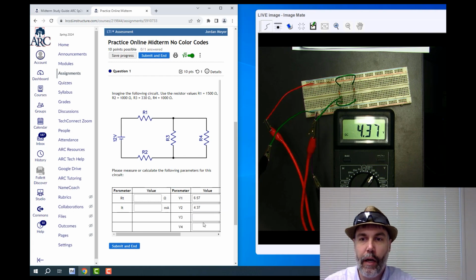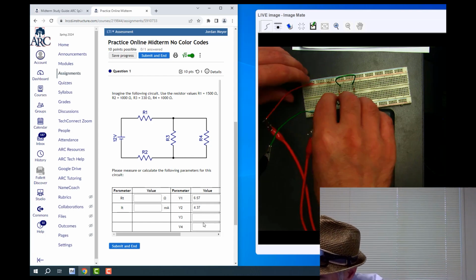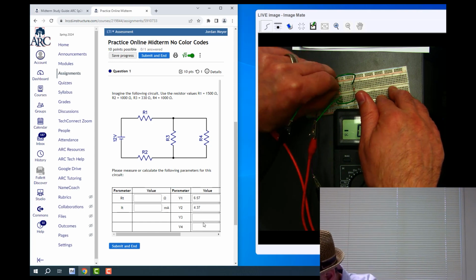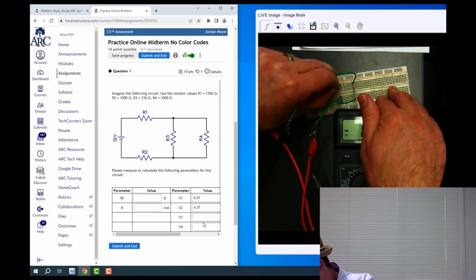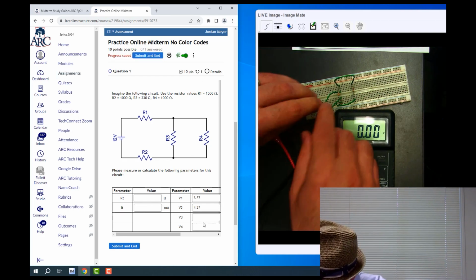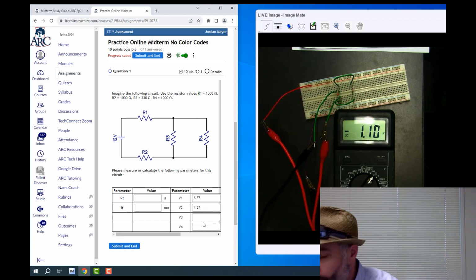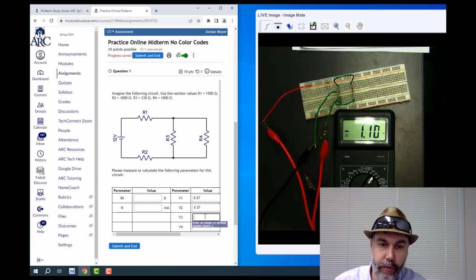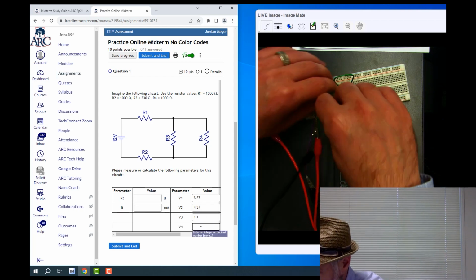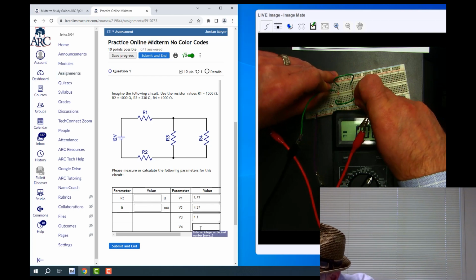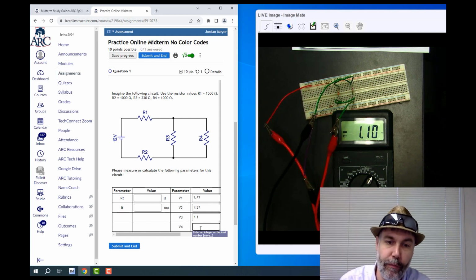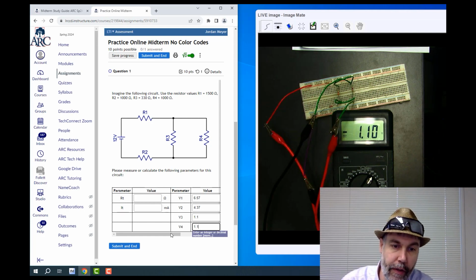And then I can measure the voltage across resistor 3. I can go there. So then I get 1.1 volts. And then I can measure the voltage across resistor 4. Same thing, I plug in the jumper wires on the two sides, and I see that that's 1.1 volts.